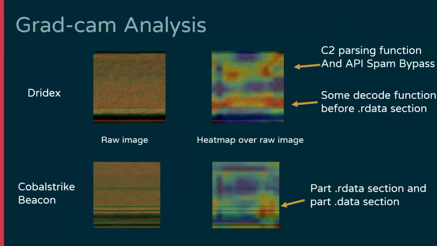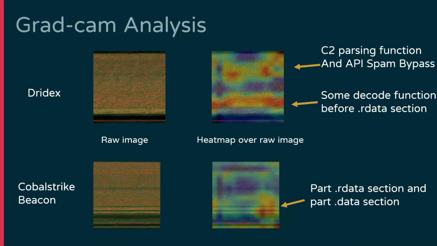Grad-CAM has some similarity with the saliency map. We also use this method to understand how our convolution network learned from the malware image. More red area indicates that the area was more important to that class. In Radix, the top red area is a C2 parsing function and an API spam bypass function. And the second red area is composed of some decode functions before our data section.